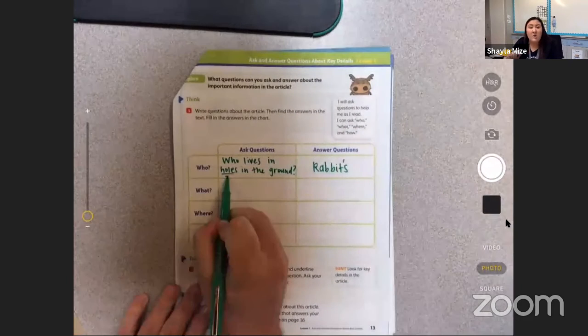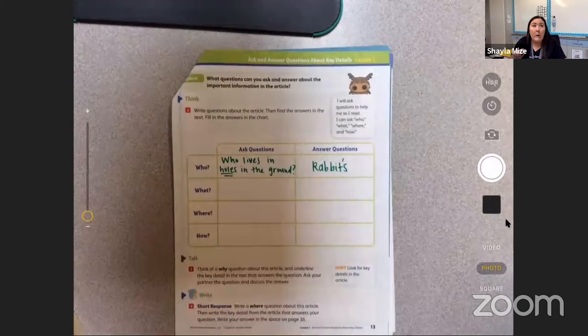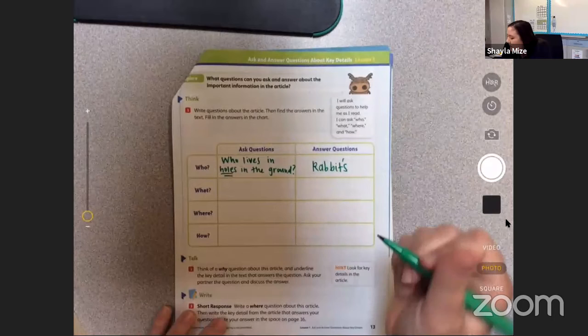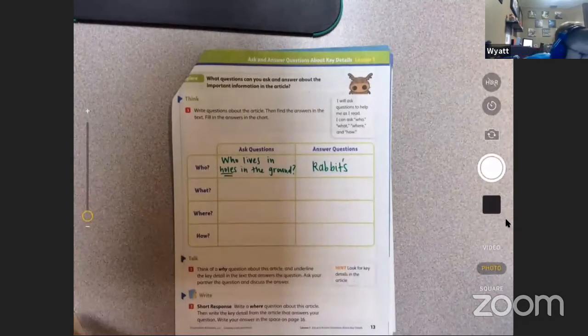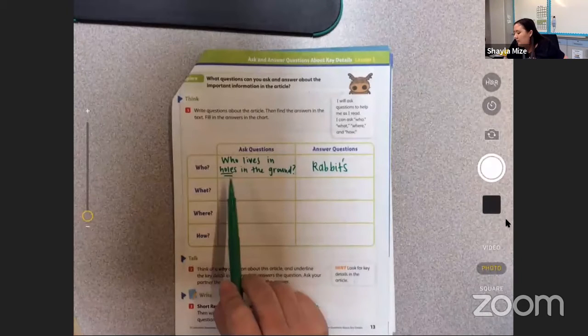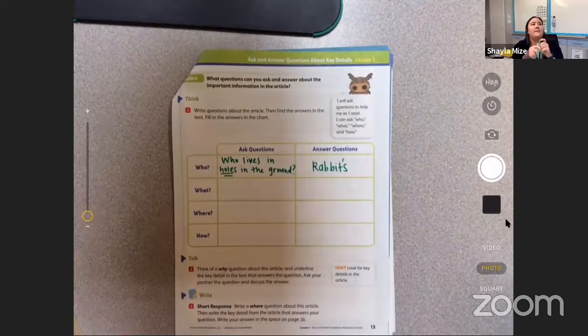And a hole is also called a, starts with a B. What is it called? A burrow. Yes, Emily, burrow. I can see it. A burrow. Awesome. So, who lives in holes in the ground? Rabbits do. Wow, I see Sahaj following along. I see Orion following along. I see Addison and Maya following along. When you are done writing, I want your pencil up so I know you're ready.